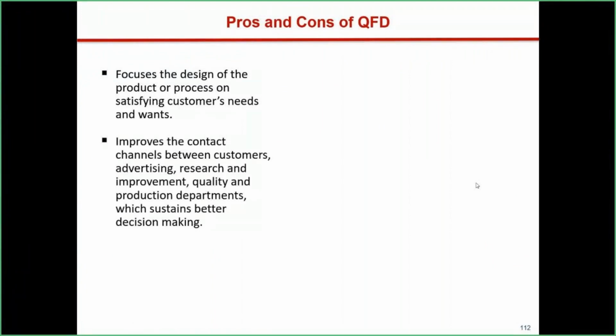It improves the contact channel between customer, advertising, research, and improvement, and the quality and production departments, to sustain better decision making. As I said, this activity of creating a house of quality happens in cross-functional teams. This cannot be done by just one or two or three people. It also reduces the new product development project period and cost.